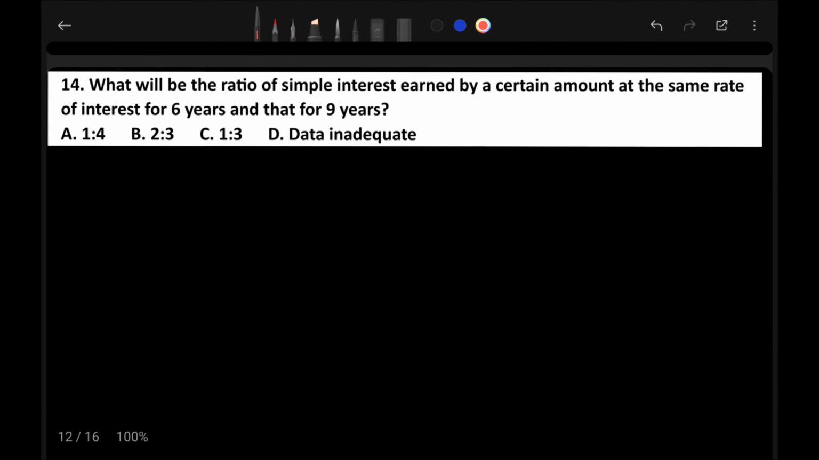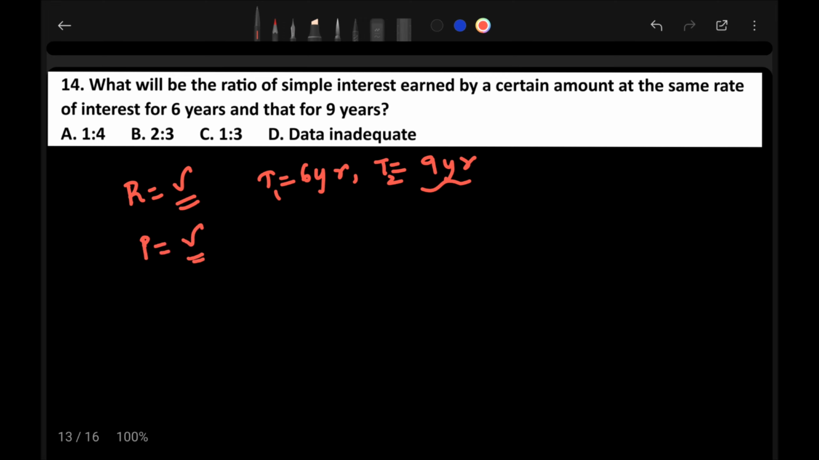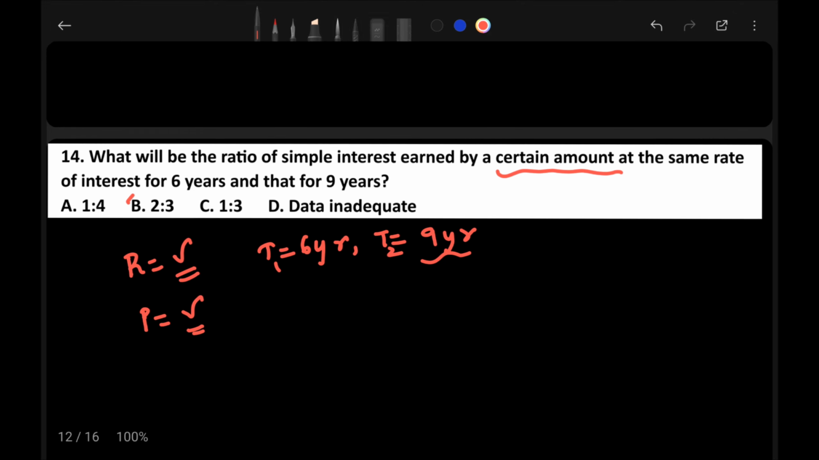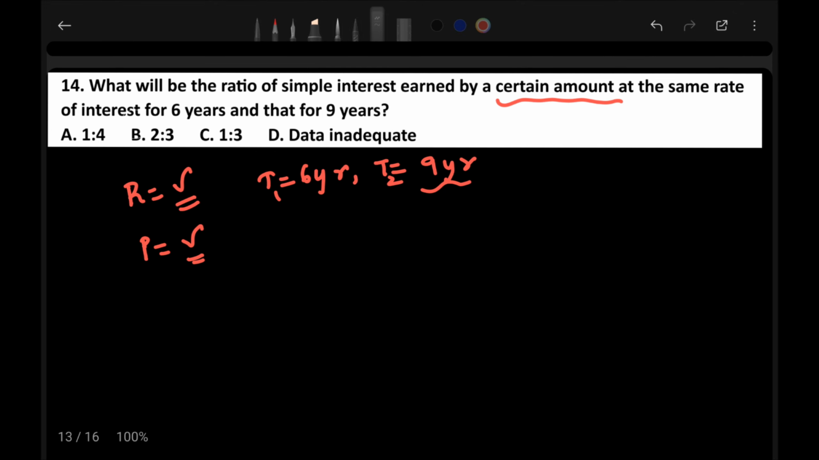What will be the ratio of simple interest earned by a certain amount at the same rate? Rate is the same for both. Time is different, time is 6 years and time is 9 years, T1, T2. Principal amount is also the same, as given for a certain amount. Now, wait a minute.